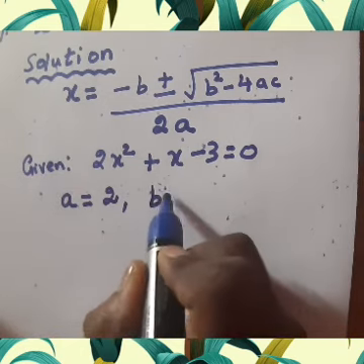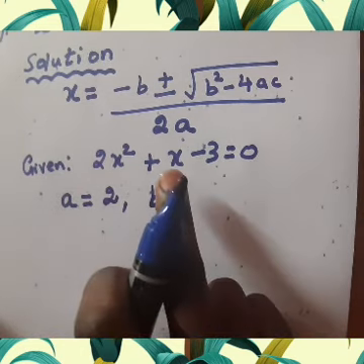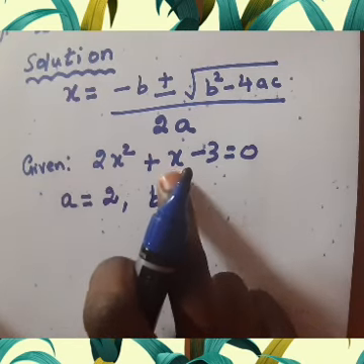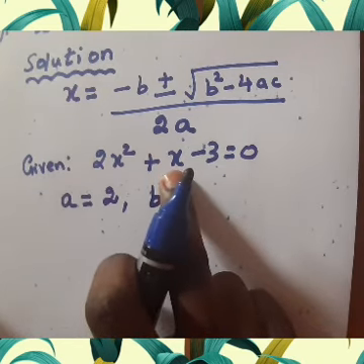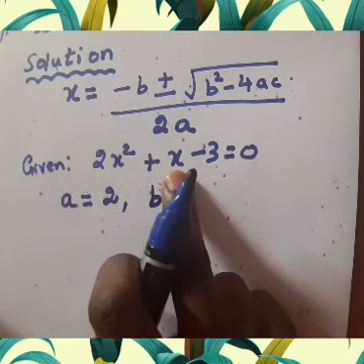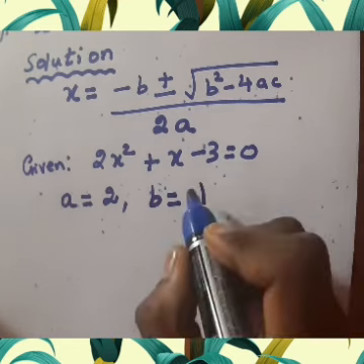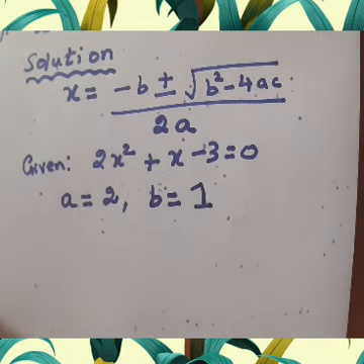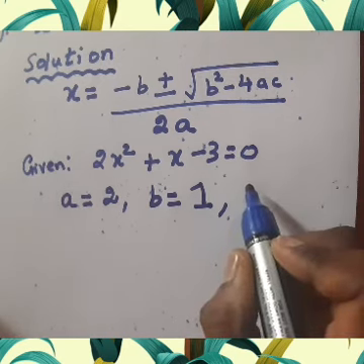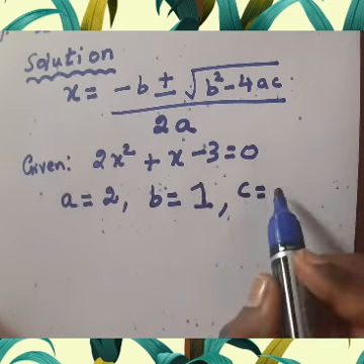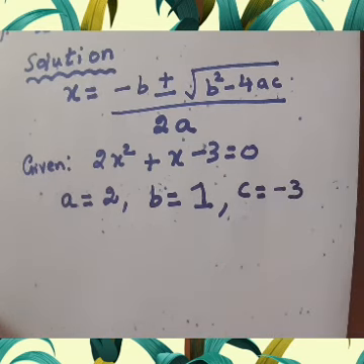What about b here? b is the coefficient of x. So it is 1x. You can take this as 1x. So the coefficient of x here is positive 1. And what is the constant term c? The constant term here is negative 3.